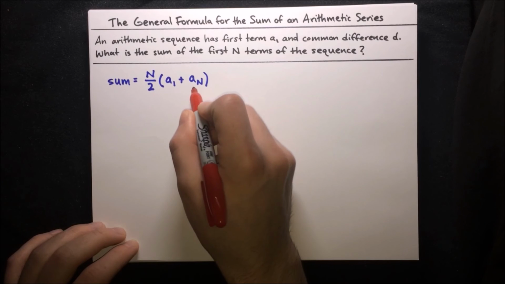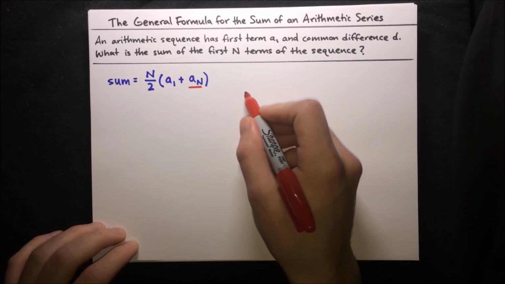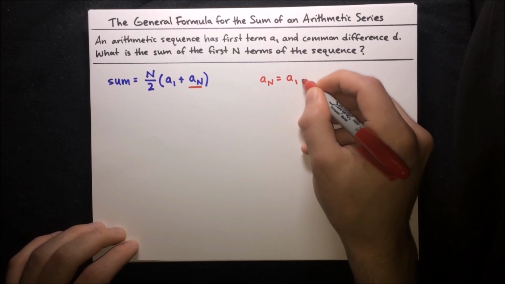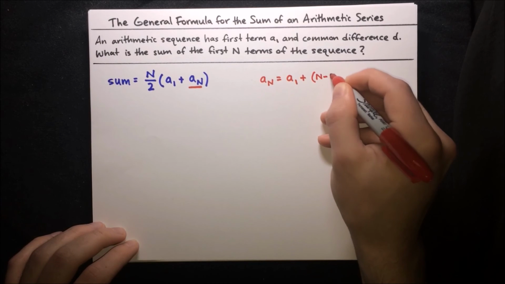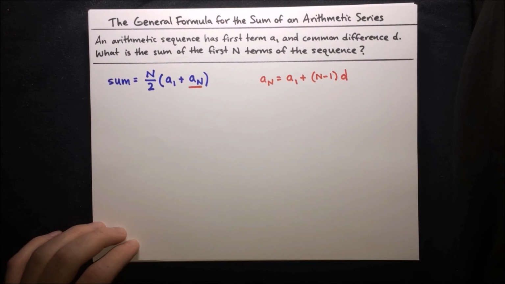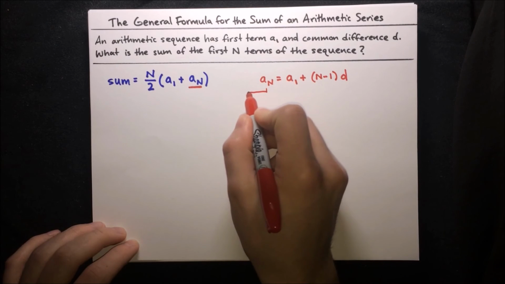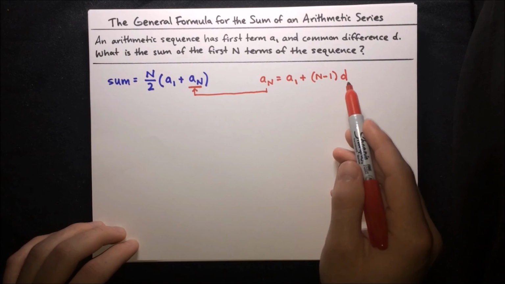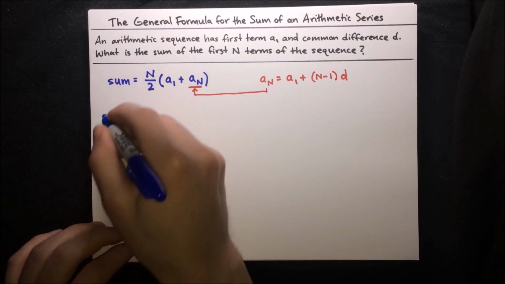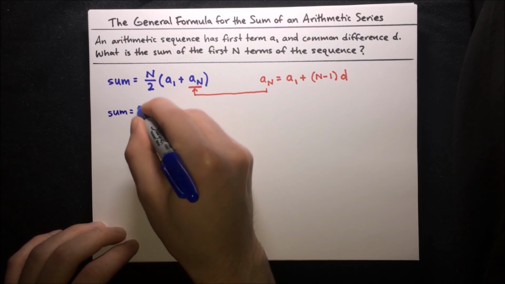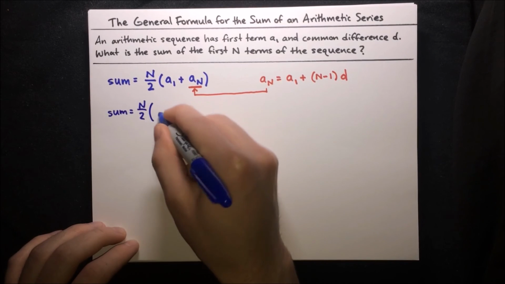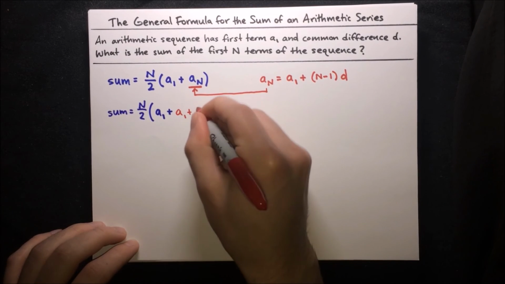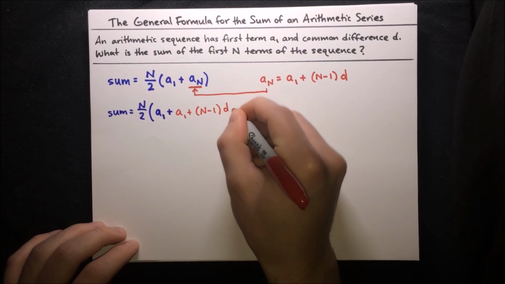We can just use the formula for the nth term of an arithmetic sequence. And that goes like this. an equals the first term, a1, plus n minus 1 times the common difference. So now let's just go ahead and take this formula and sub it into the sum formula. And then the sum formula will just have a1, n, and the common difference like we want. So subbing that in, we have the sum equals n over 2 times a1 plus this formula here, a1 plus n minus 1 times d.